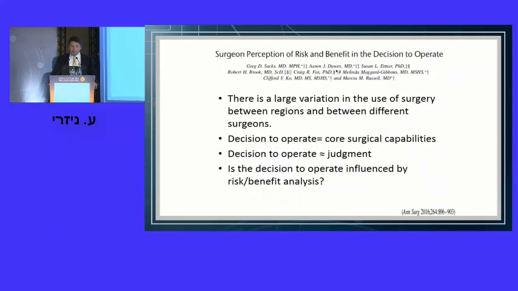So this group looked at the decisions to operate and tried to prove that there is a connection between surgeon judgment and perceptions of risks and benefit and the decision to operate. We know that there's a lot of variation in the use of surgery between different surgeons. For the same case, different surgeons will decide differently. And we know that the decision to operate is a core surgical capability. We try to train our residents, and we think that it's very important. The decision to operate is dependent on judgment. So is the decision to operate influenced by risk-benefit analysis?